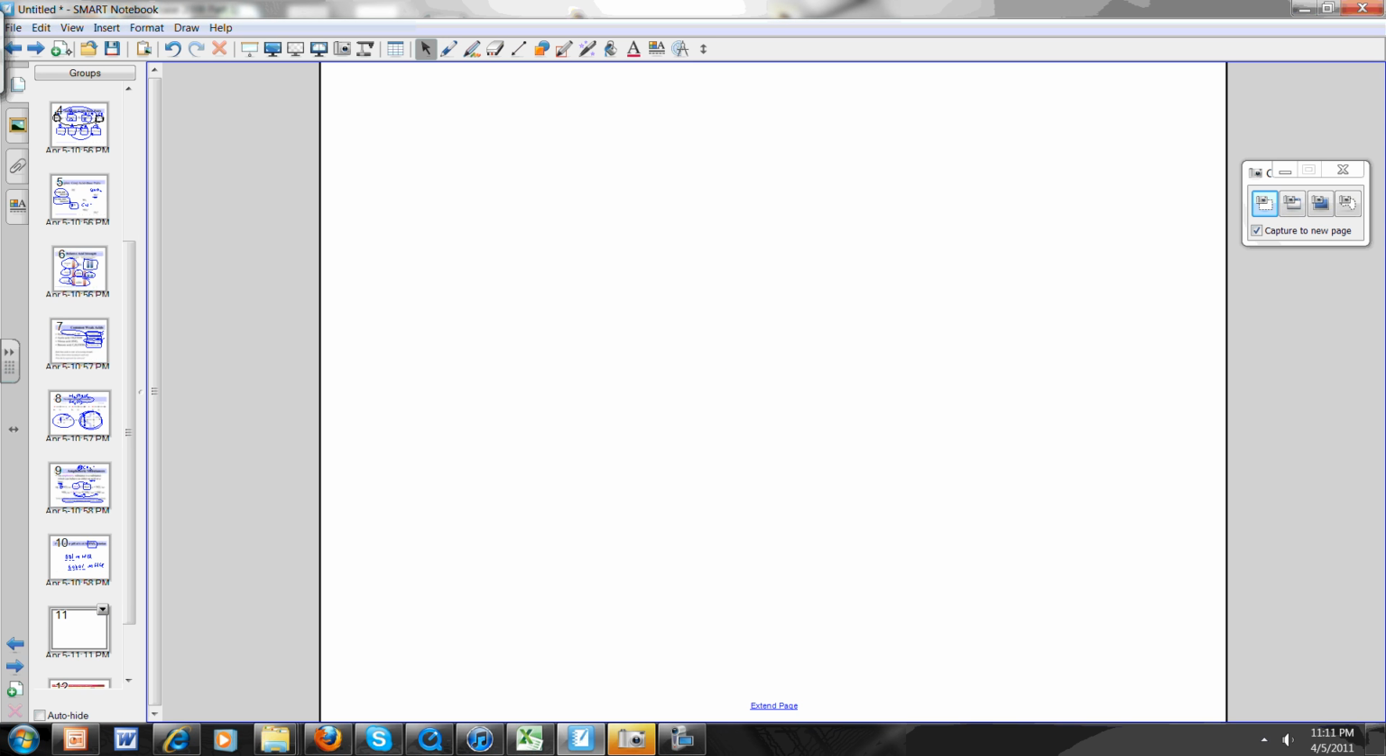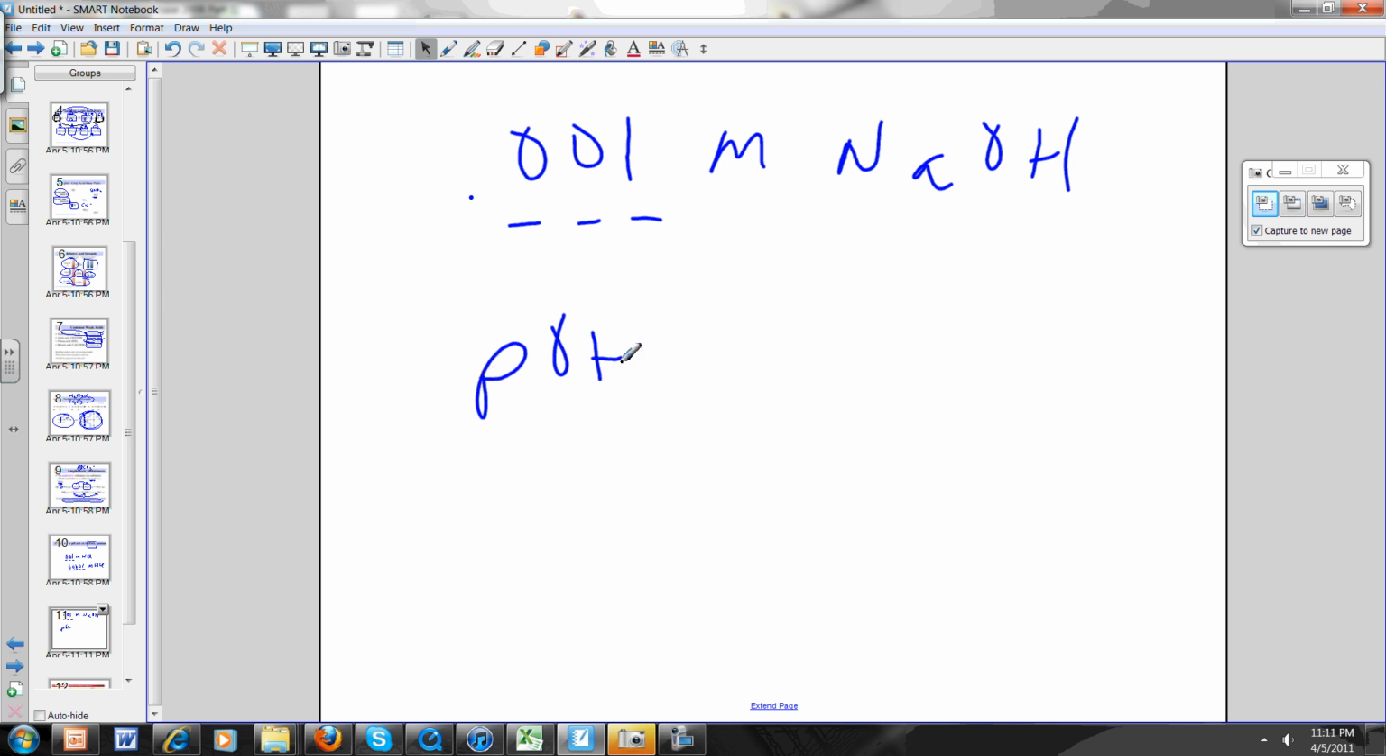If I had a concentration of 0.001 molar NaOH, the first thing I look at is how many decimal places I have. 1, 2, 3. So basically, I can figure out my pOH for this based on decimal places. Since it's OH now, it would be 3. Therefore, my pH of the solution would be 11. So you can basically use decimal places to figure out pH on the AP exam, at least on the multiple choice part.